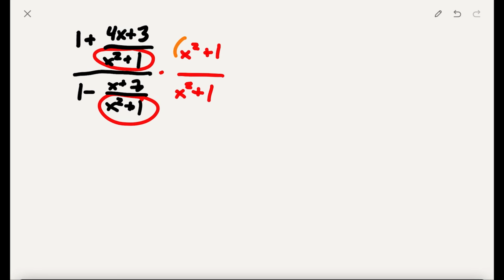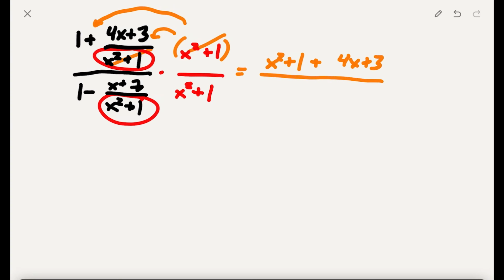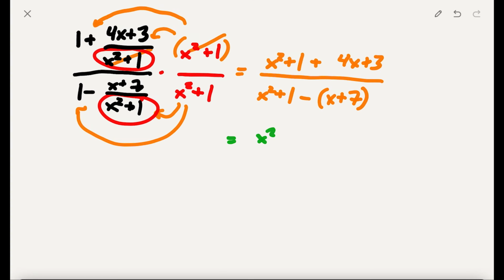All right, so this thing right here, I'm going to distribute to the 1, and then I'm going to distribute to this part right here, and you're going to end up with x squared plus 1, because it's just times 1, plus 4x plus 3, because these denominators would just essentially cancel here. Divided by, we're going to do the same thing here, distribute to the 1, so you're going to get x squared plus 1, and then we're going to distribute to this thing right here, and you're going to be left with negative x plus 7, so minus x plus 7 essentially. Okay, let's clean this up. The numerator is going to be x squared plus 4x plus 4. The denominator is going to be x squared minus x minus 6.